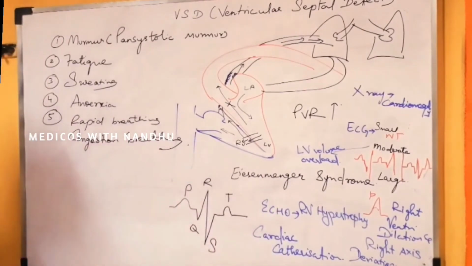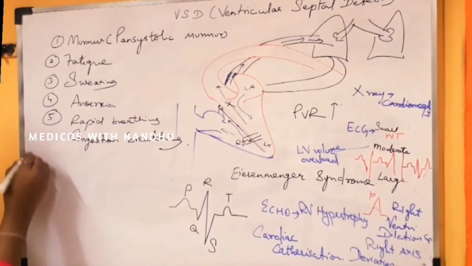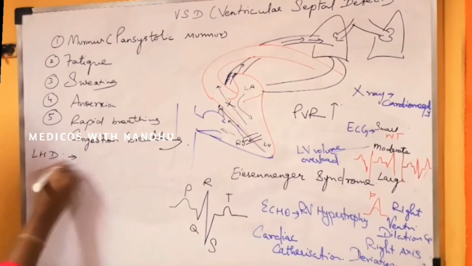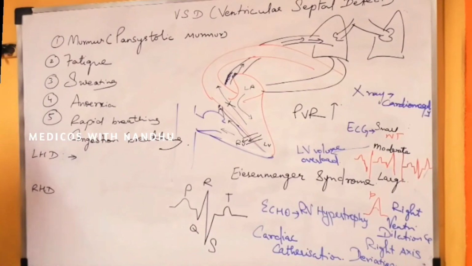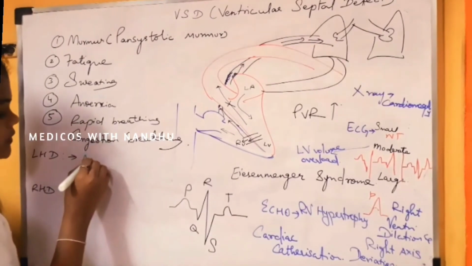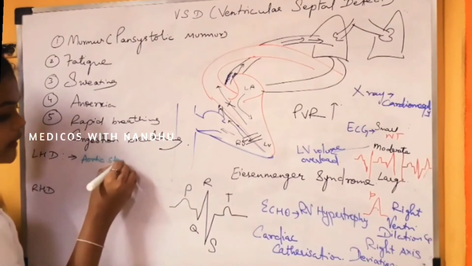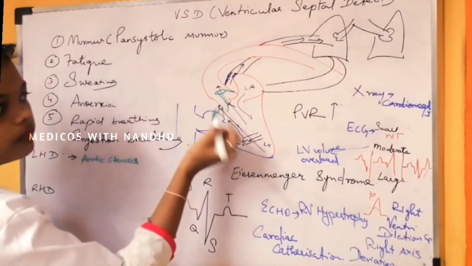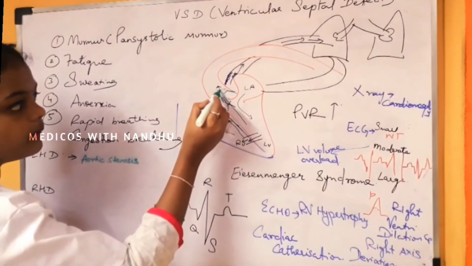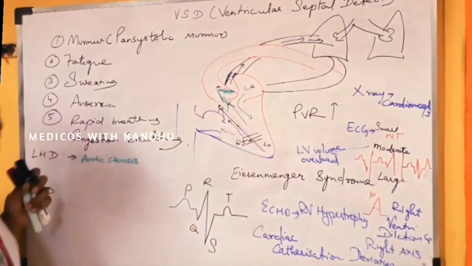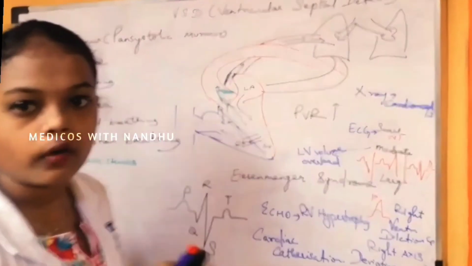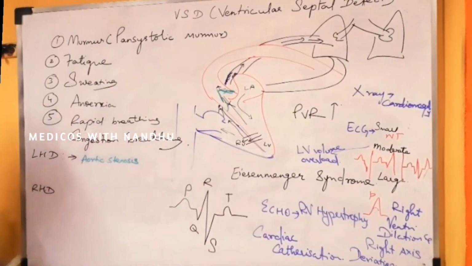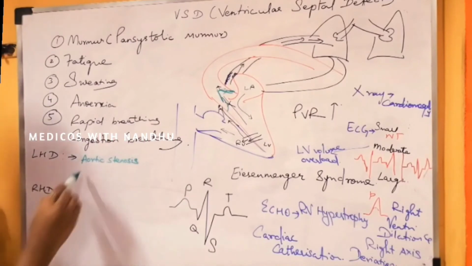The associated defects are left heart defect and right heart defect. In left heart defect we have aortic stenosis. Aortic stenosis is nothing but the aortic valve here becomes narrowed. Okay, like this. This is normal, but it becomes narrowed and the blood won't flow in a sufficient amount to the aorta and all the parts of the body. Okay, this leads to aortic stenosis, left heart disease, and it also leads to coarctation of aorta.